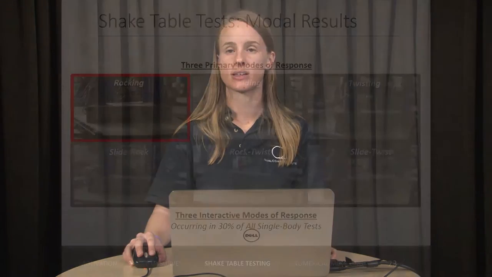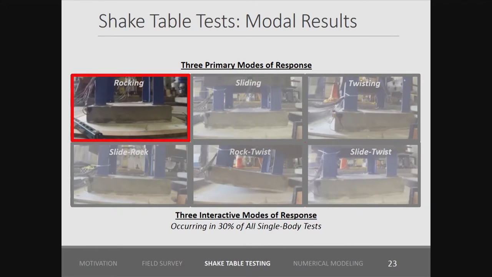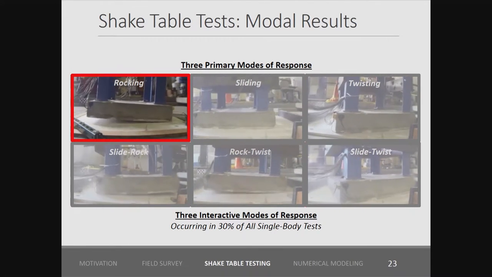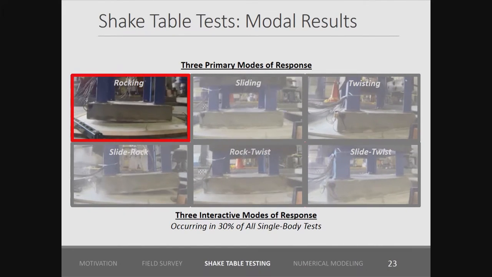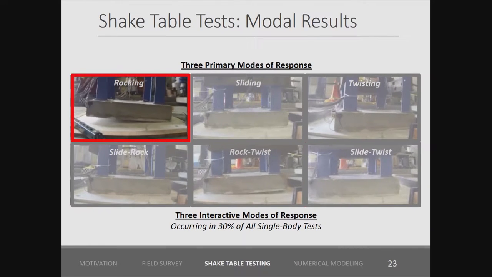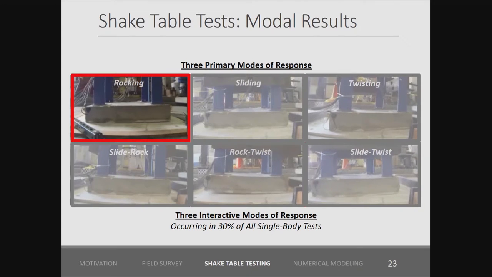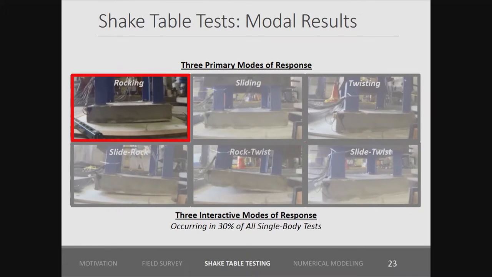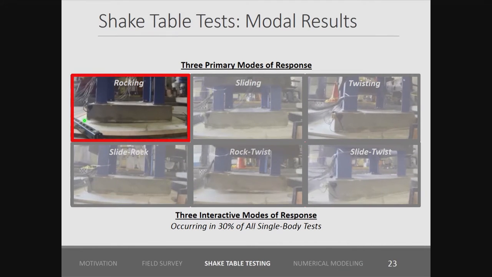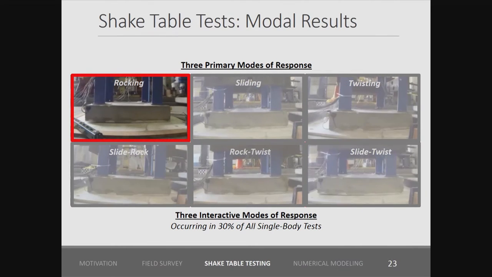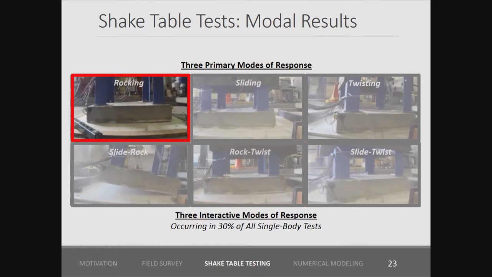Throughout the course of testing, 3 primary modes and 3 interactive modes were observed in the individual single body tests. The primary modes are shown as the top row of videos, and the interactive modes, which occurred in over 30% of all single body tests, are shown as the bottom row of videos. The first primary mode consists of rocking, which shows rocking or pivoting about an individual edge, followed by impact and pivoting or rotation about the opposite edge of the specimen.